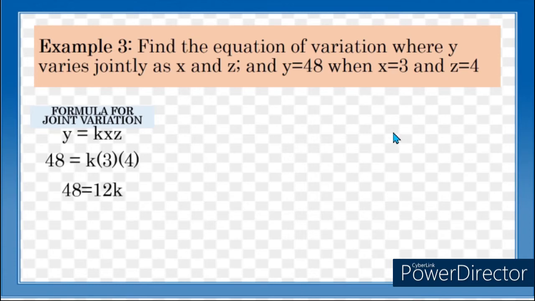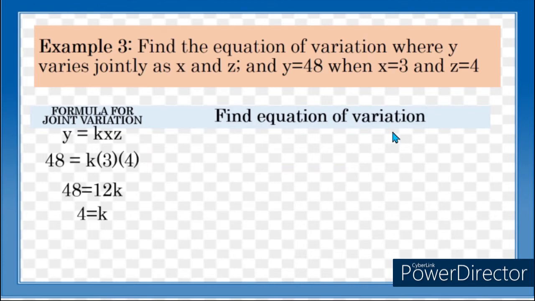Okay, next, 3 times 4 is equal to 12. And then in order for us to determine the value of k, we need to divide both sides by 12. So 48 divided by 12 is equal to 4. Okay, now let us find the equation of variation. So we have y is equal to kxz. Ang gagawin lang po natin is to substitute for the value of k. So, ang magiging equation ngayon natin dito is y is equal to 4xz. So, that is the equation of variation.